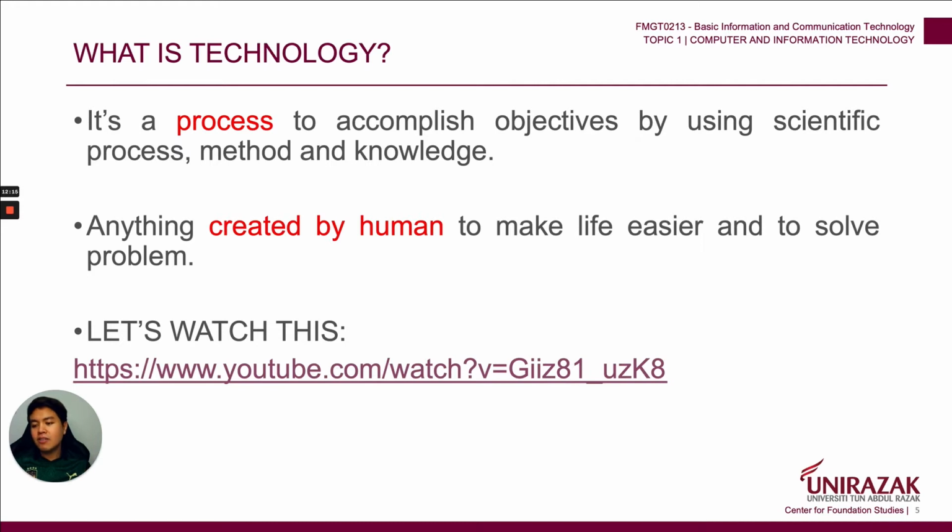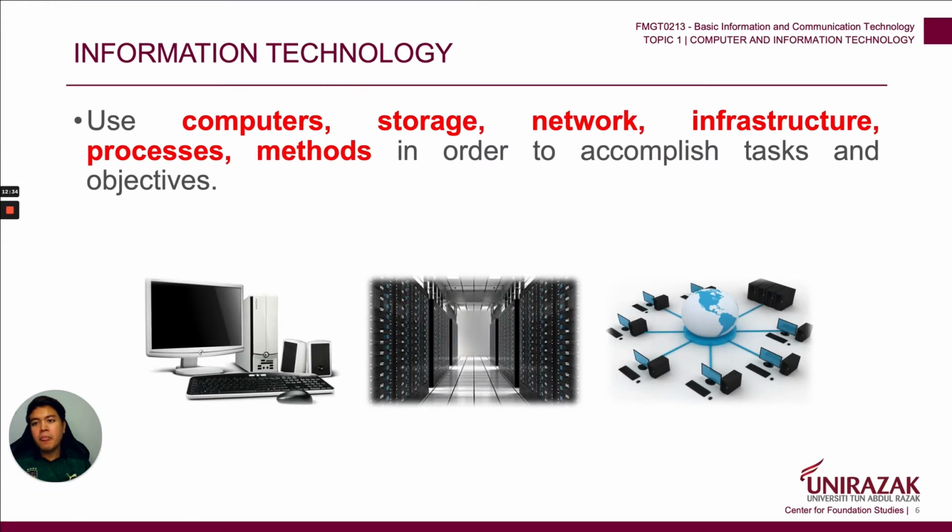So that is technology. It doesn't have to be that complicated. A simple pen can be considered as technology because instead of using a feather and dipping it into ink to write essays, whatnot, now you can always use a pen to write anything, alright? So that is technology. And here, the next term, we have information technology.